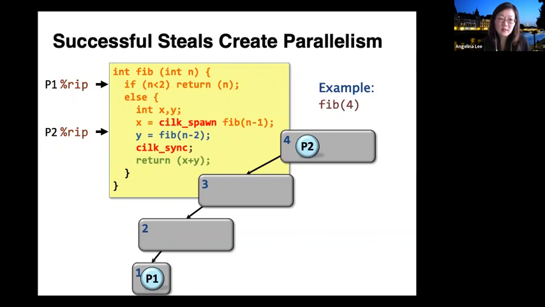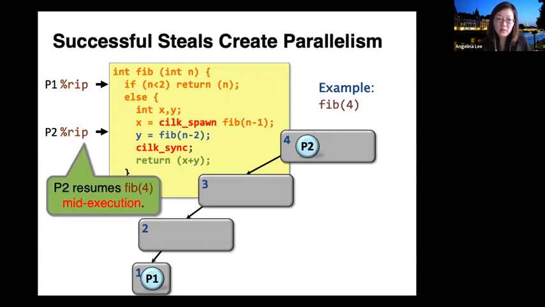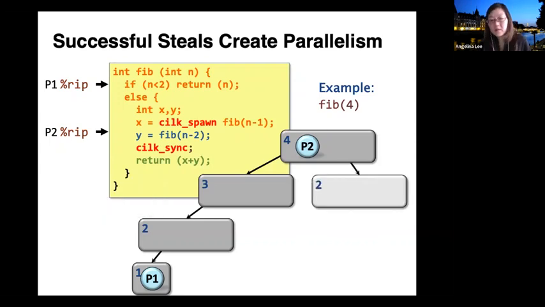In this case, because worker 1 has already gone ahead and executed the spawning of fib of 3, worker 2 will pick up the execution in the middle of fib of 4, picking up the execution exactly at the continuation of the parent after the spawn statement. And then it will continue execution like normal, which means it will go ahead and call fib of n minus 2. Okay.